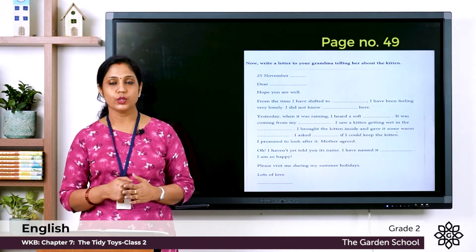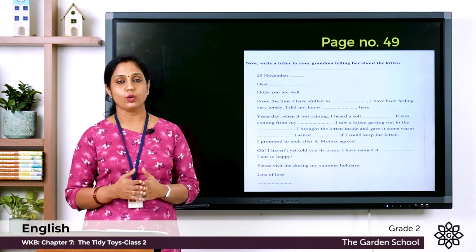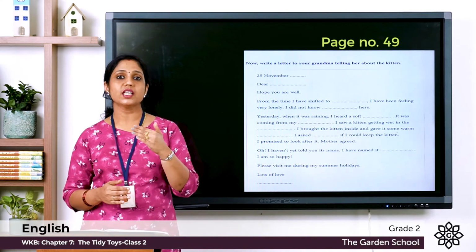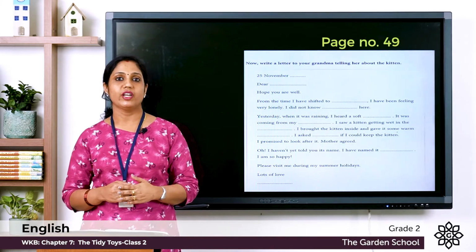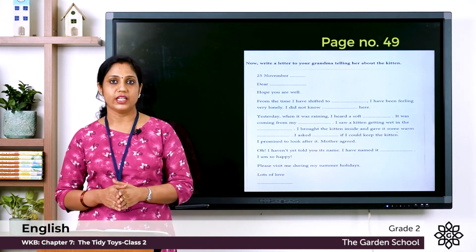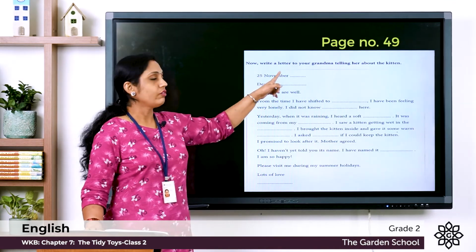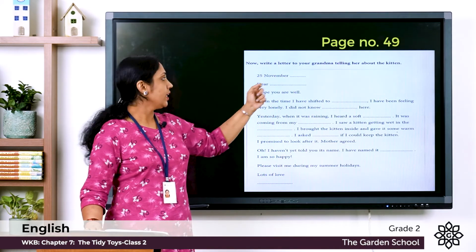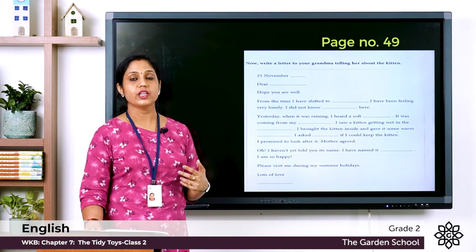And at last, you can see here it's given, lots of love. That is called complementary closing of the letter. So these are the parts of a letter. You need to remember these points when writing a letter. So here a letter is given. We have to fill it. So 25th November is given at first. We have to write the year here. Next, dear dash. So this letter is going to be written to the grandma.